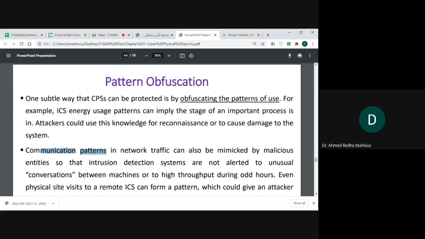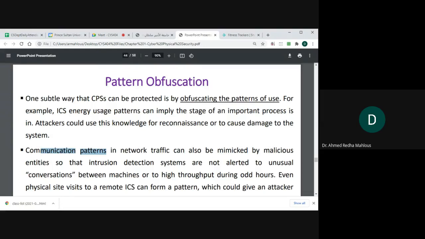We might also talk about the pattern of the number of packets or messages that are sent every day from CPS1 to CPS2. Let's suppose, for instance, that every hour we have 1,000 packets or messages sent from CPS device 1 to CPS device 2. So this is a type of pattern.